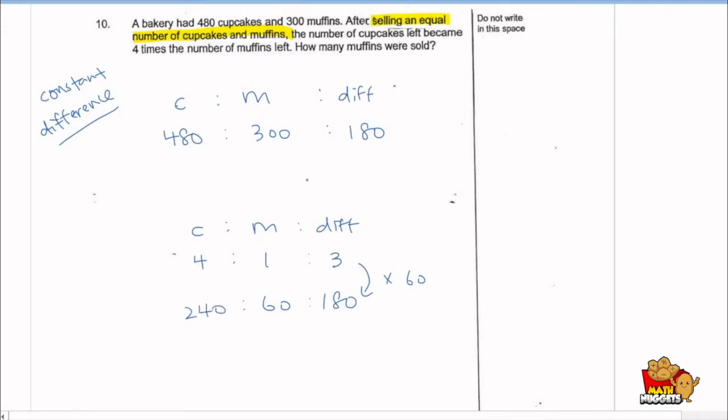One thing to take note is that if your before ratio is actually the actual number of cupcakes and muffins, once you make the difference the same after, that gives you the actual number of cupcakes and muffins in the end as well. So in this case, how many muffins were sold? At first we have 300 muffins. We end up having 60 muffins. So how many muffins were sold? 300 minus 60. The difference between the before and the after would be what was sold, 240.